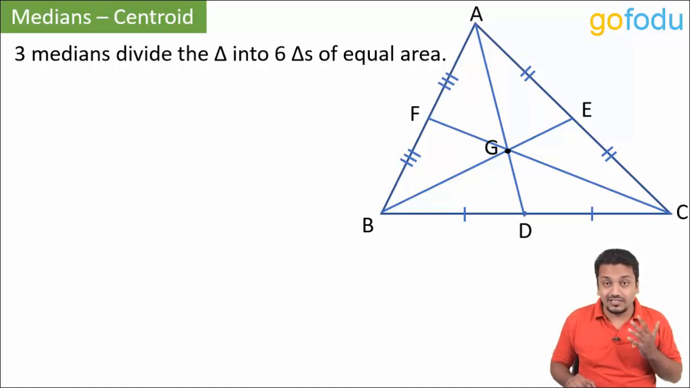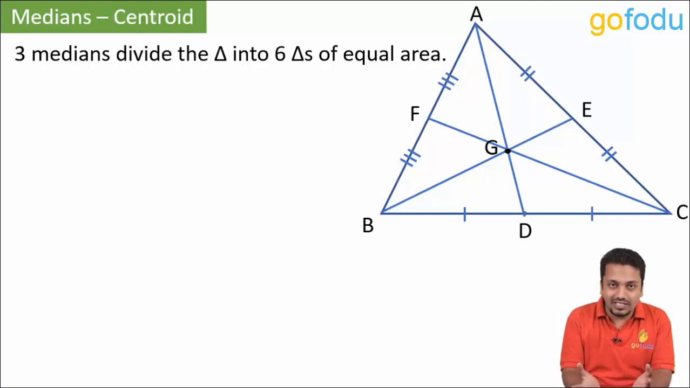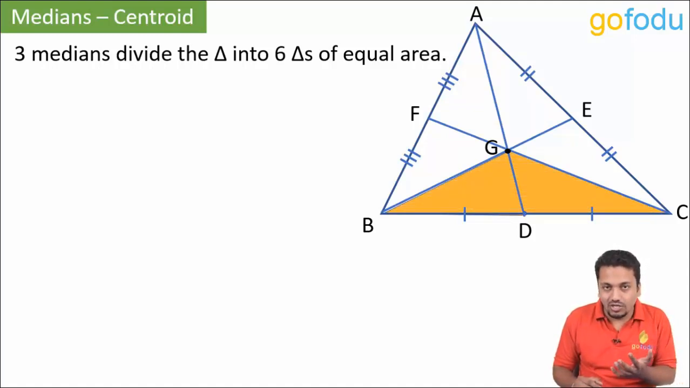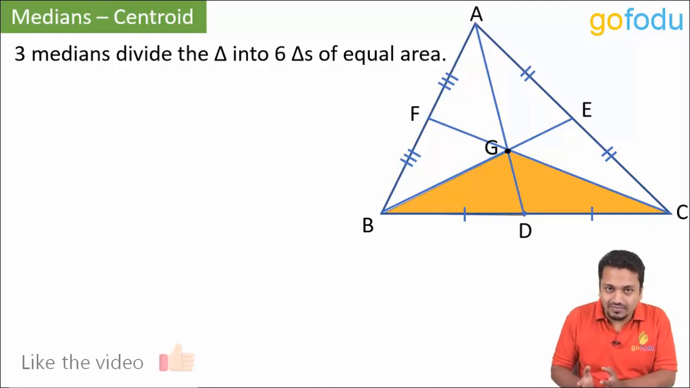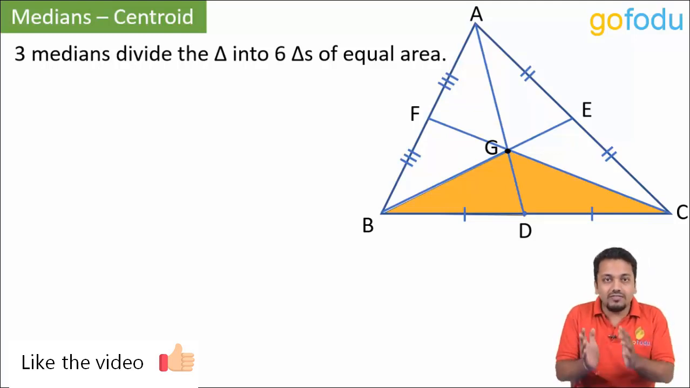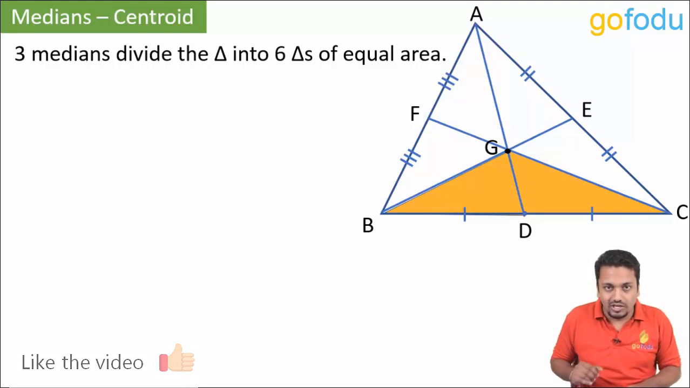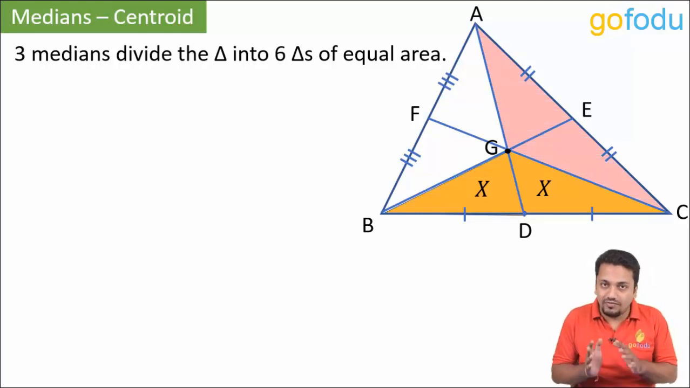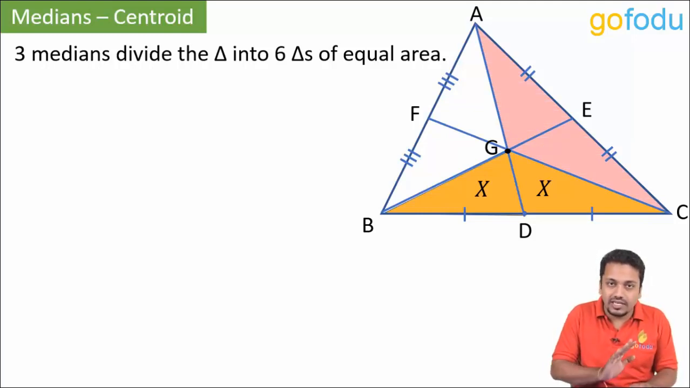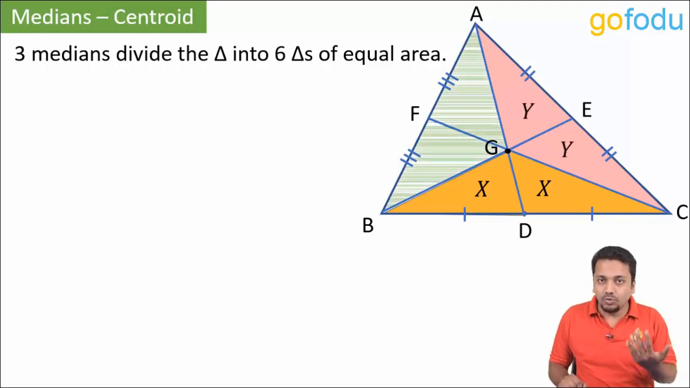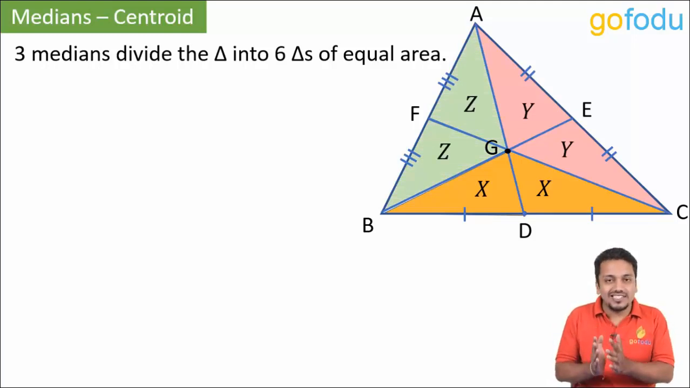Why? Yes, why? There is no fun in geometry unless you ask the question why. Now let's see. These 2 triangles will have equal area because BD is equal to DC. So the base is the same and their height is also the same as they have the other vertex common. Now let's say this equal area is X. Similarly, these 2 triangles will also have equal area, equal bases, equal heights, and the area is Y. And in the remaining 2 triangles of equal area, the area is Z.